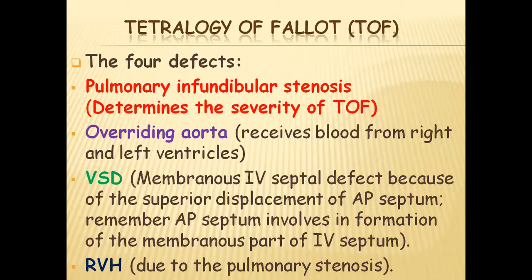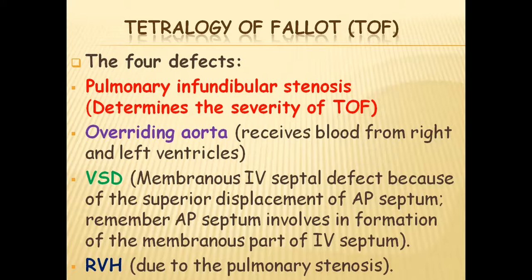So looking at the next slide, 4 defects in this patient. 1, pulmonary infundibulum stenosis, and this determines the severity of Tetralogy of Fallot. Very important. So what determines the severity of Tetralogy of Fallot is how stenosed the pulmonary infundibulum is. So the more stenosis you have, the more severe the condition is going to be. And number 2, we have the overriding of the aorta, meaning that the aorta is receiving blood from both the right and the left ventricle.